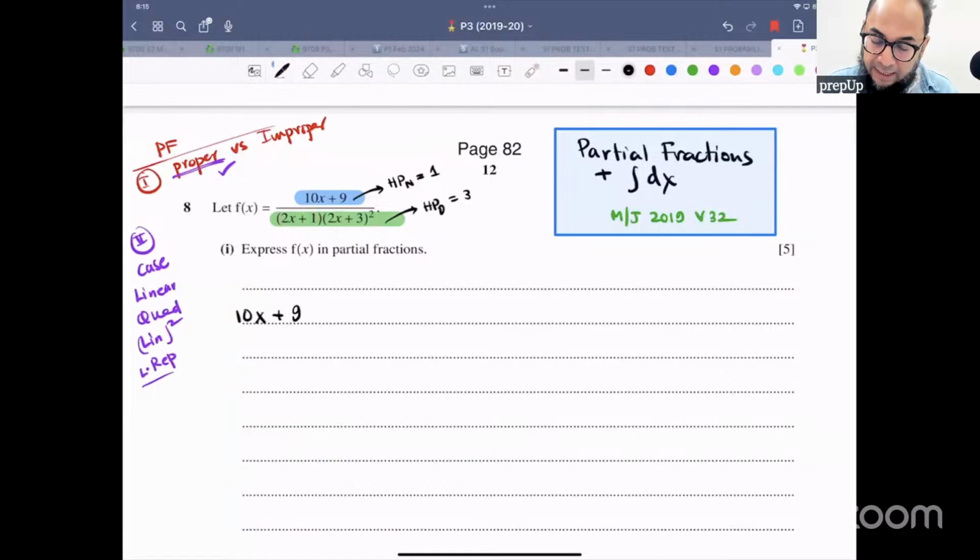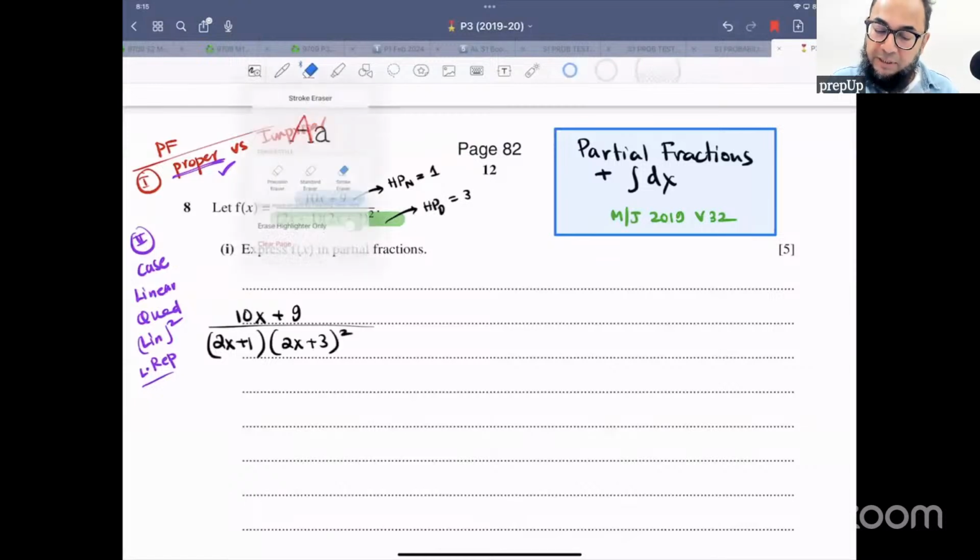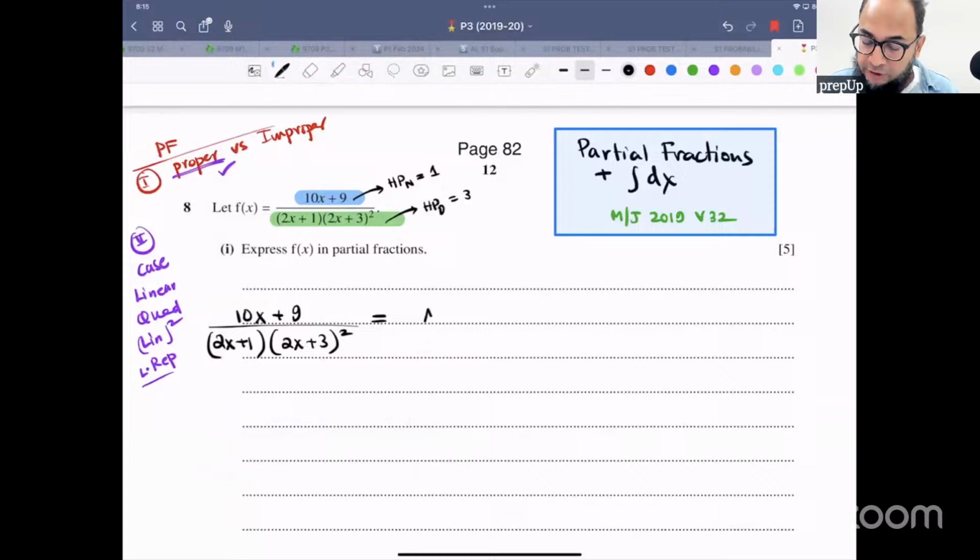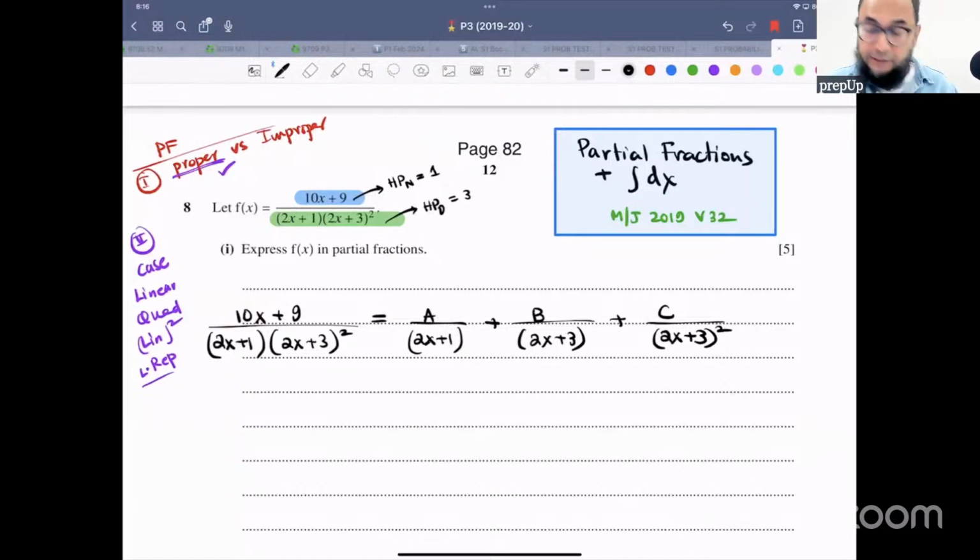10x plus 9 divided by, let me write it properly, (2x plus 1)(2x plus 3) whole squared. Let me use the eraser over here, the precision one. And this equals a constant over the linear factor, which is 2x plus 1, another constant over the linear repeated, but without the square, 2x plus 3, another constant over (2x plus 3) whole squared. That is the first thing that needs to be done. So I hope the first concept is clear.